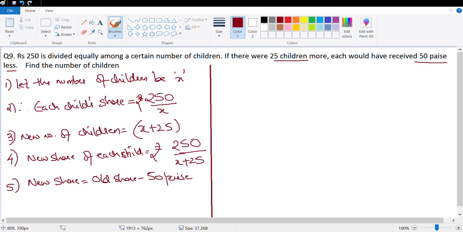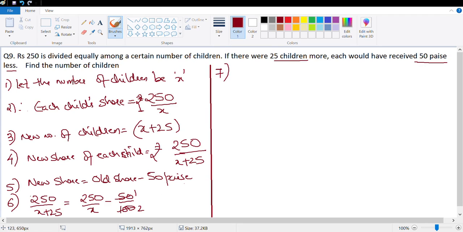Now please note that we've talked about rupees earlier. Now this is in paise, which means we'll have to convert this into rupees. So now let's go ahead and substitute values. This is 250 upon x plus 25 is equal to 250 upon x minus 50 paisa, which would be 50 upon 100 rupee, which is 1 upon 2.